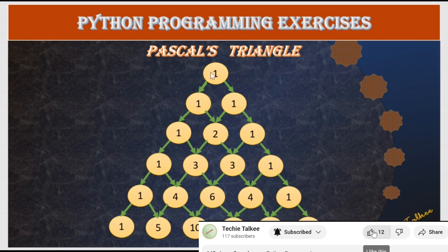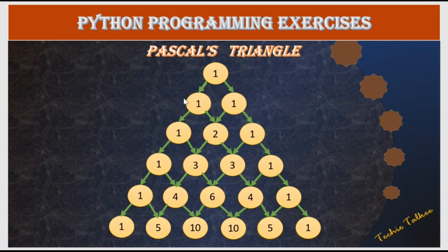The pattern of the triangle is that the topmost number is always 1, and we'll have ones on both sides of the triangle. The values in between will be the sum of the top two numbers above it. For example, I have 1 here and I have 2. 2 is nothing but 1 plus 1. Then I have 1 on the rightmost side of the triangle. In the next line, 1 plus 2 will give me 3. 2 plus 1 will give me 3.